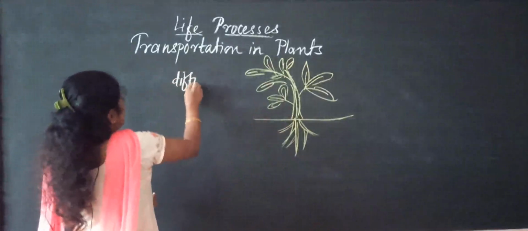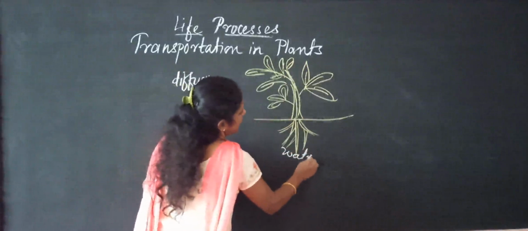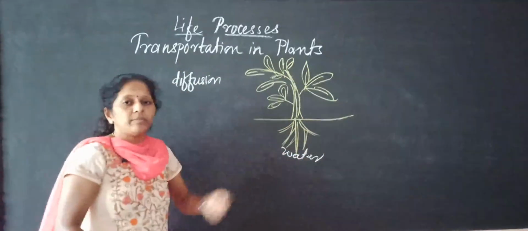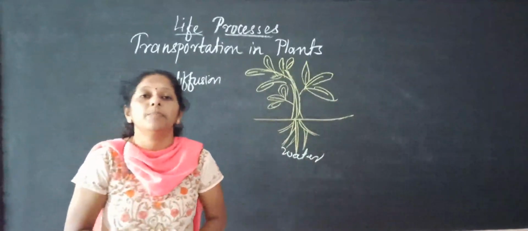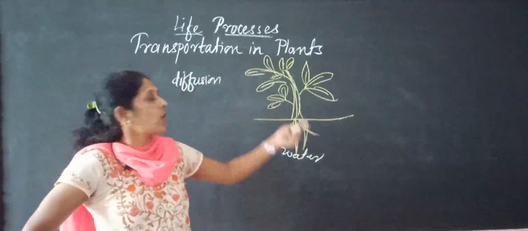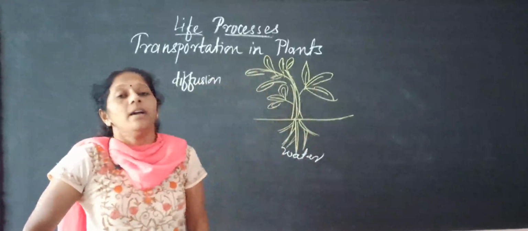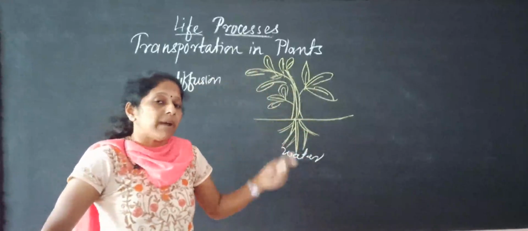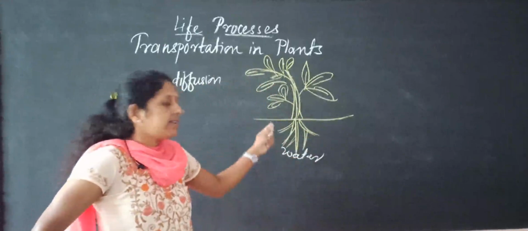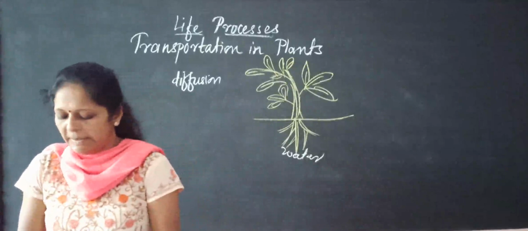Diffusion is the process with which roots absorb water. Water is absorbed by the roots of the plant by diffusion. But if the system is complex and the distance is more, and water wants to reach up to the leaves and the different parts of the plant body, then diffusion alone is not enough for the plant body.